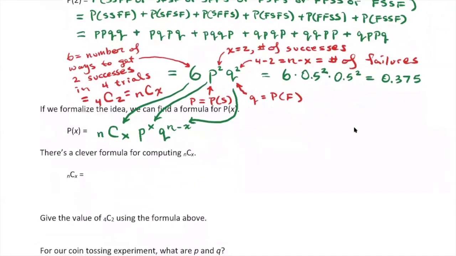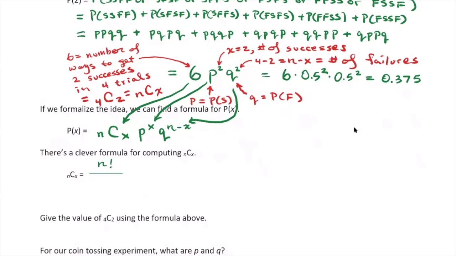There is a clever formula for figuring this out. Remember, you're figuring out the n choose x. From n trials, how many ways are there to get x successes? Well, n choose x has a formula. It's n factorial, and I'll remind you what a factorial is in a second. It's n factorial. Factorials have an exclamation point after them.